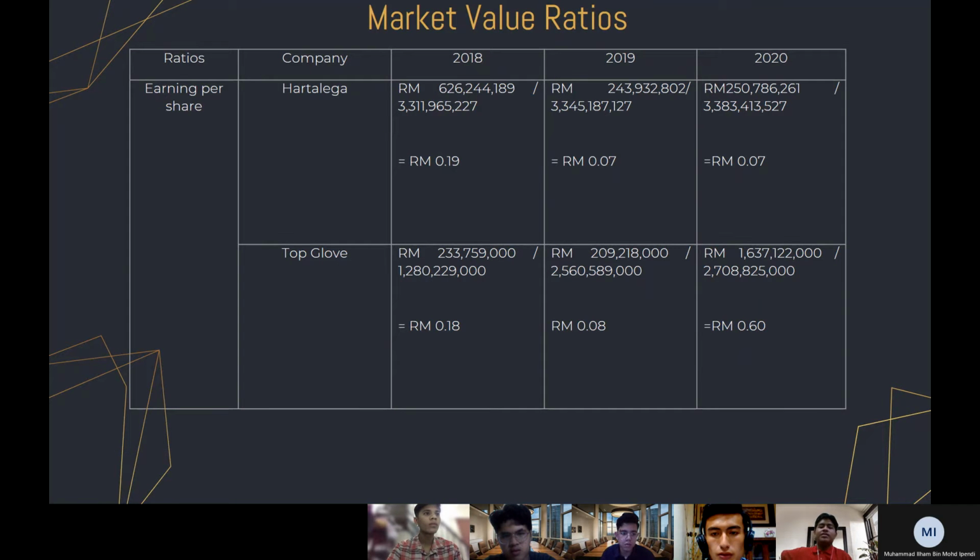For the last ratio, which is market value ratio, we use earning per share to compare their performance. In 2018, Hartalega has better earning per share. However, on 2019 and 2020, Top Glove has better earning per share compared to Hartalega. We can conclude that Hartalega has better performance in 2018, but in 2019 and 2020, Top Glove has better performance.